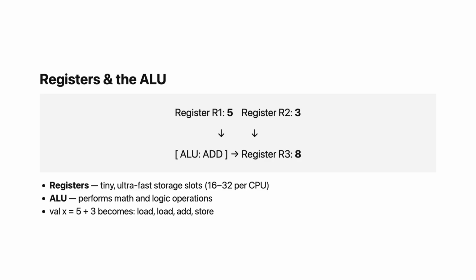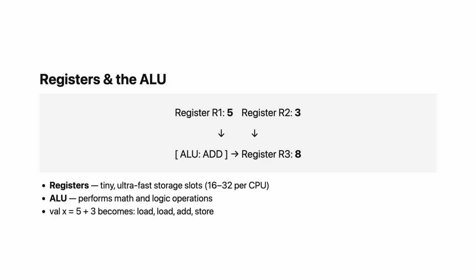So when you write val x equals 5 plus 3, what eventually happens at the hardware level is something like: load the number 5 into register 1, load the number 3 into register 2, tell the ALU to add them, and store the result, 8, into register 3. That is it. That is what addition looks like to your phone.